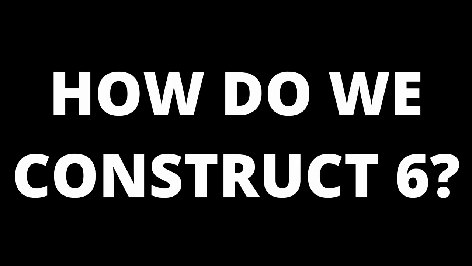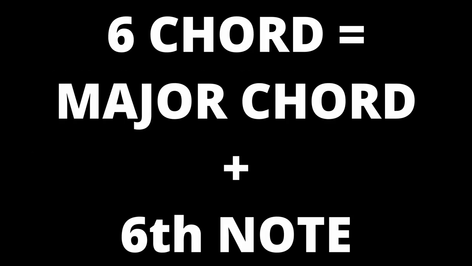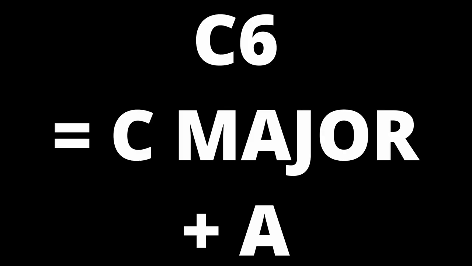How do we construct the major 6th chord? To create a major 6th chord, we take these three major chord notes and add the 6th note from the major scale. Let's clarify this with an example. The C major scale has the following notes. The 6th note in the scale is A. So in order to create our C major 6th chord, we take the C major chord notes and add the 6th from the scale as a 4th note. This means that C major 6th has the notes C, E, G, and A.